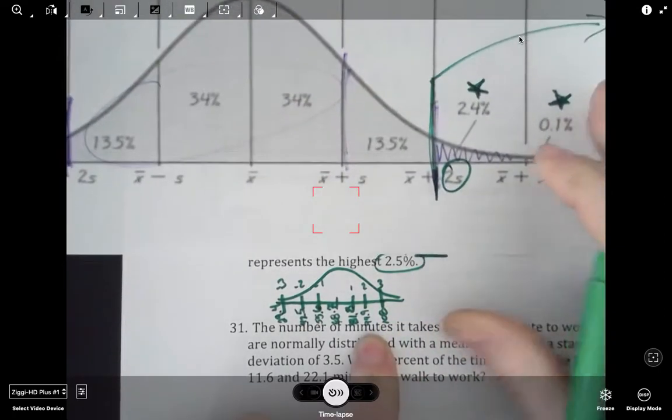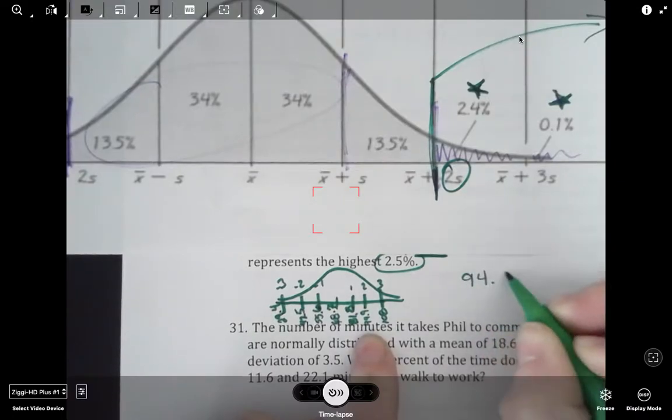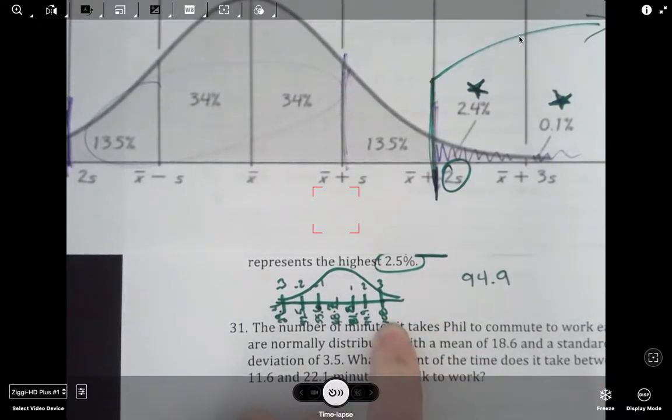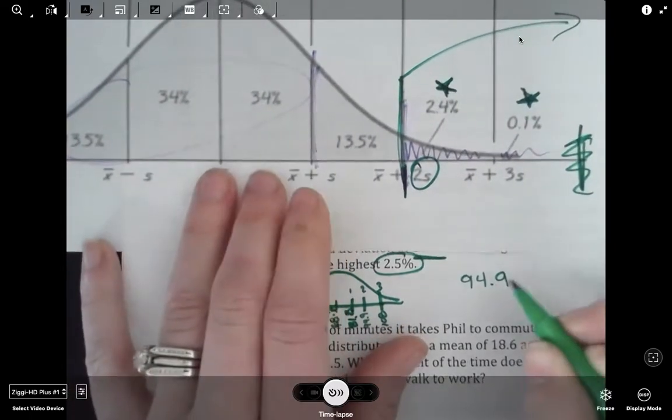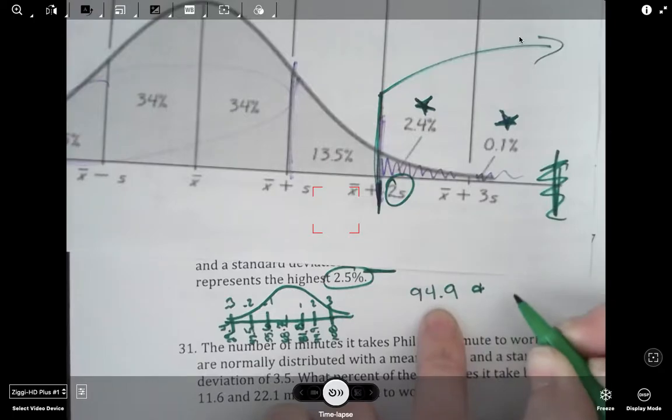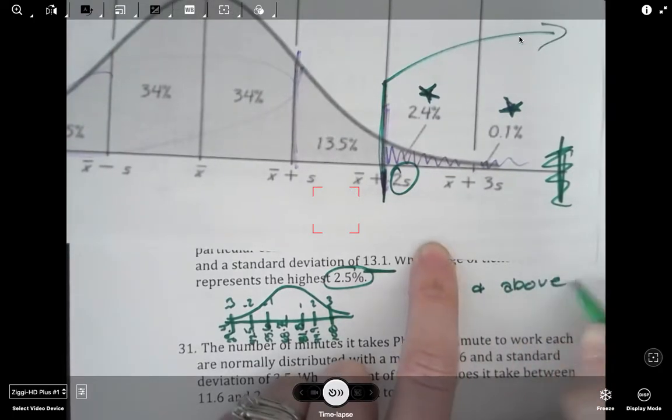Some of you guys, when you did this as homework, did 94.9 to like 108. It's not stopping at 108, it's going on forever, right? That 0.1% is everything that's above this mark. It doesn't cut off up here, okay? It goes on forever beyond that. So you would say 94.9 and above, right?